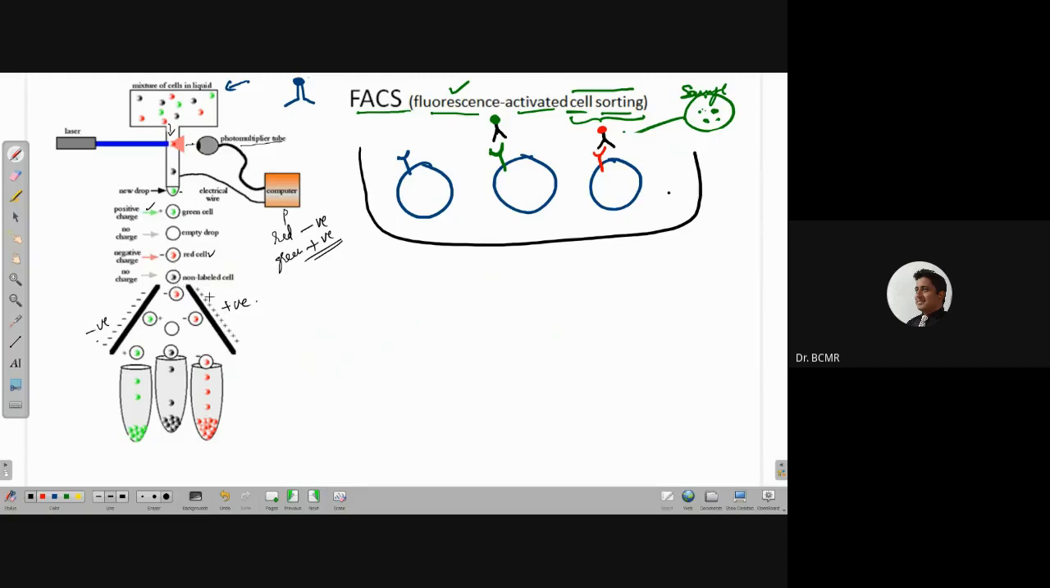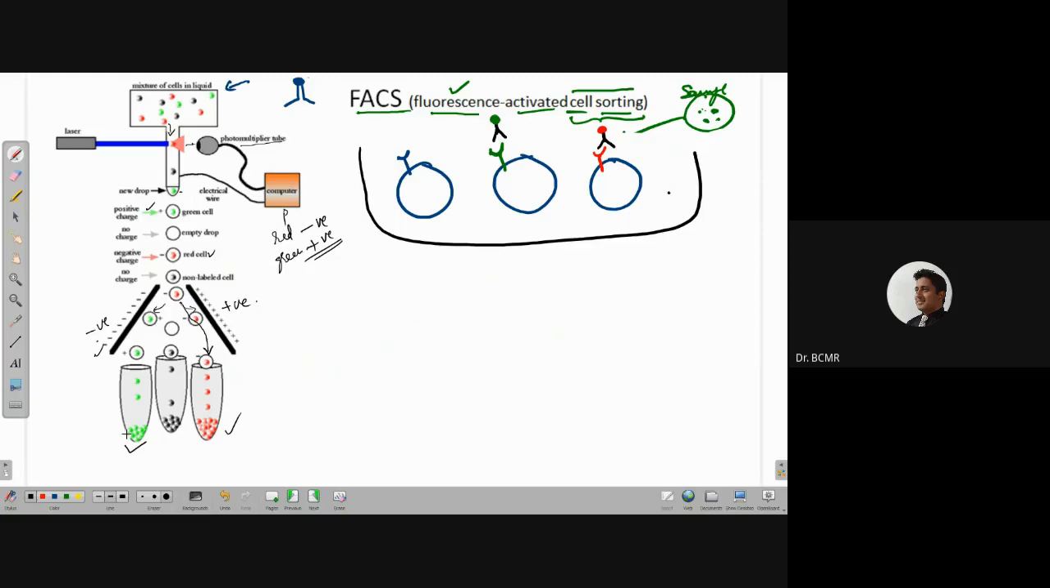And all the negatively charged droplets will get attracted towards the side, and they will fall. Their path of fall is deflected into a different tube. And if they are positively charged, the droplets will be deflected towards the negative charged electrode that is here, and then they will be collected into a different tube.